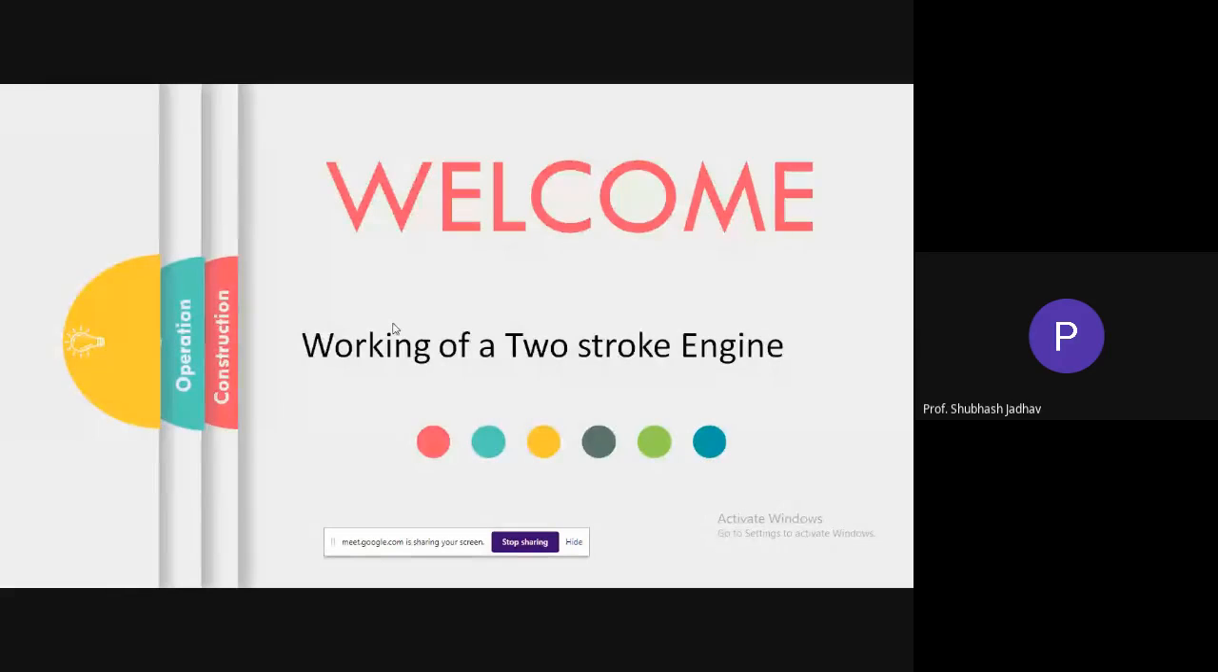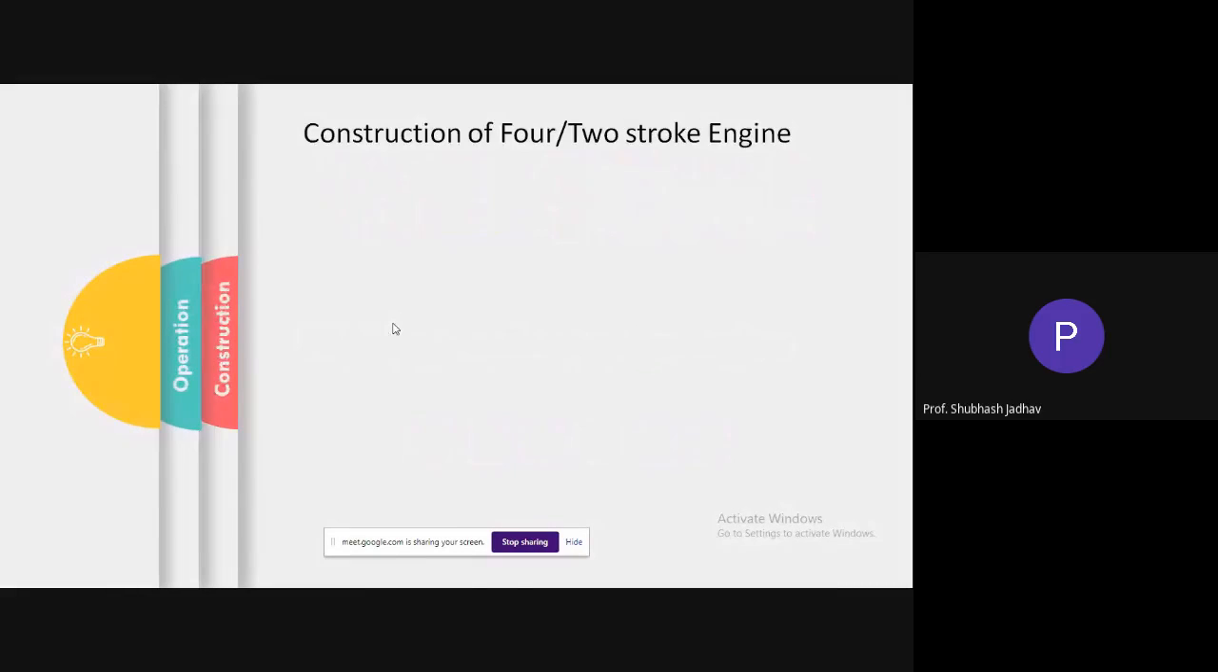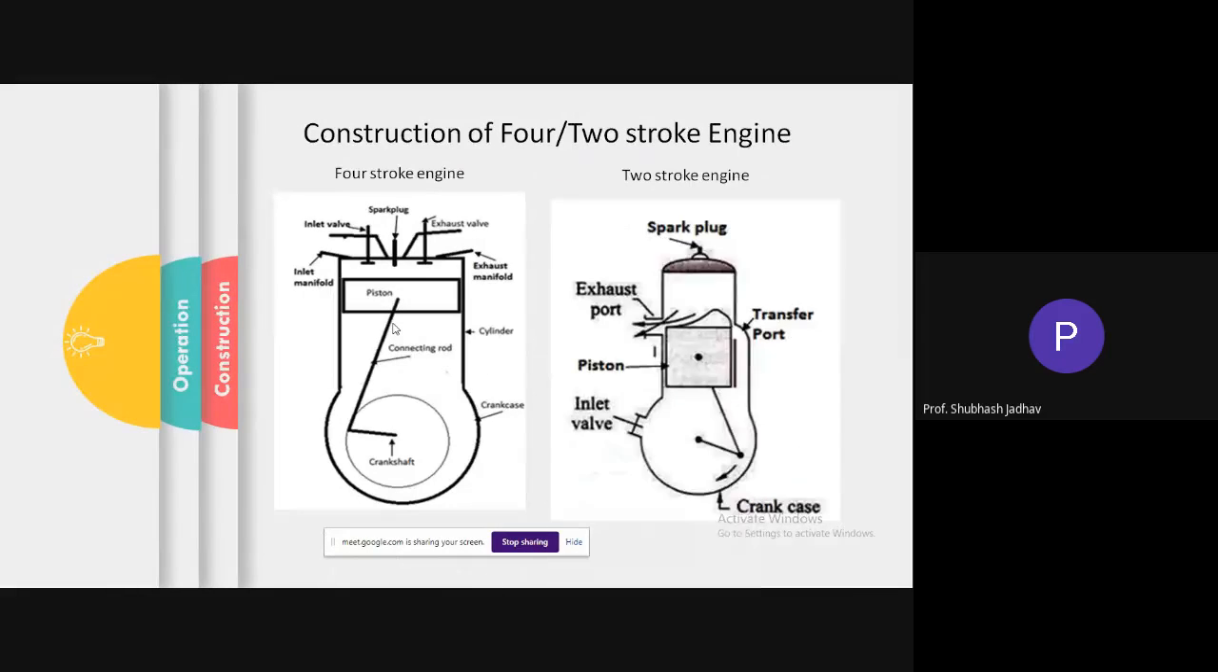Okay, so we were discussing the 2-stroke and 4-stroke engine construction. I hope everybody has understood the constructional details of a 2-stroke engine and a 4-stroke engine. Though we have discussed the parts earlier, we were not exactly knowing the basic constructional difference between a 2-stroke and a 4-stroke engine. So in this particular slide, I think I have made it very clear what the constructional difference is between a 2-stroke and a 4-stroke engine.